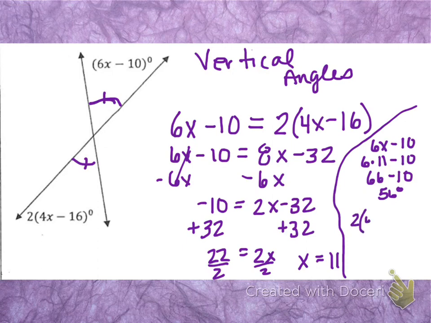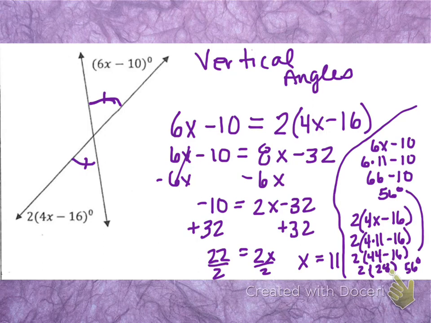So we've got 2 times 4x minus 16, and we're going to plug in the x, so we've got 2 times 4 times 11 minus 16. So 2 times 44 minus 16, or 2 times 28, giving us our 56, which is a match, so that is good for vertical angles. So again, taking what we know about equations, applying it to what we're now learning about angles. Bring all your questions into your teacher, please.